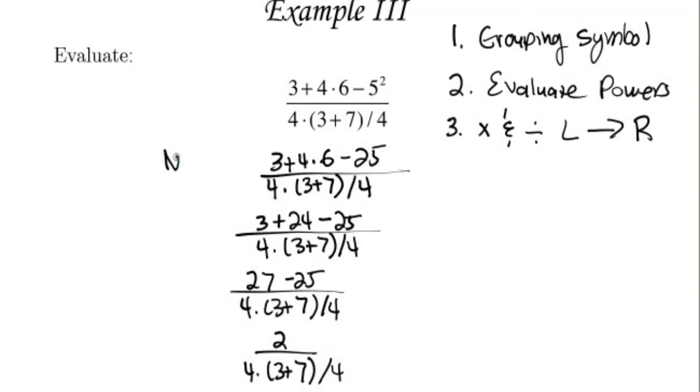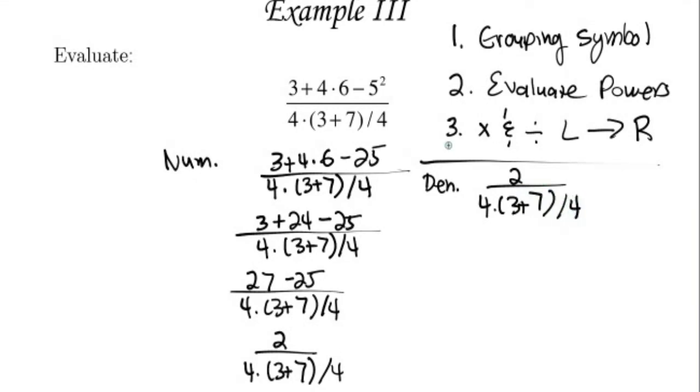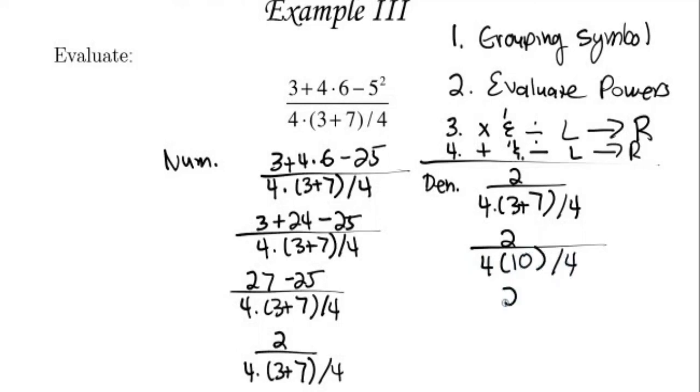Okay, so here I handled the numerator. So moving over here, I'm going to work on the denominator. And I have 2 divided by 4 times 3 plus 7 divided by 4. And don't forget the fourth step, add and subtract, again from left to right. Okay, I need to remove the parentheses first. 2 divided by 4, and that becomes 3 plus 7 becomes 10. Going on, I have some multiplication and division. So it's 40 divided by 4, or 2 divided by 10.